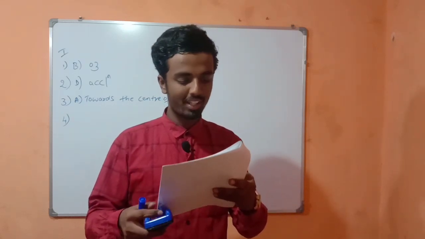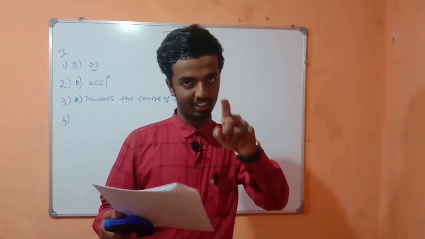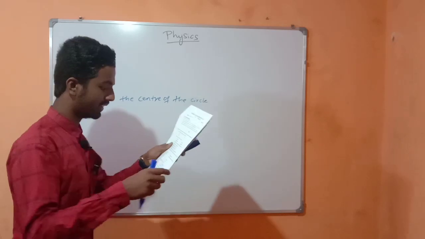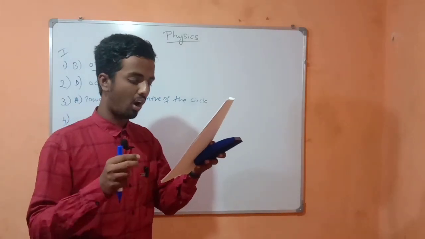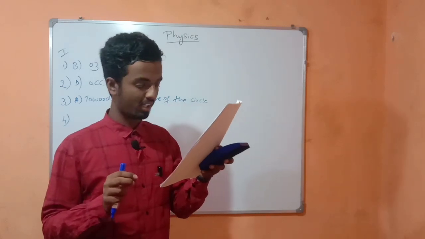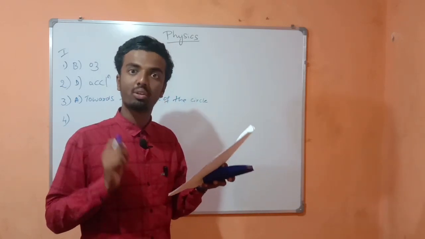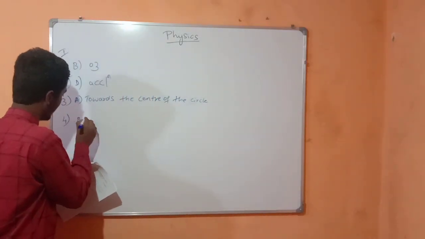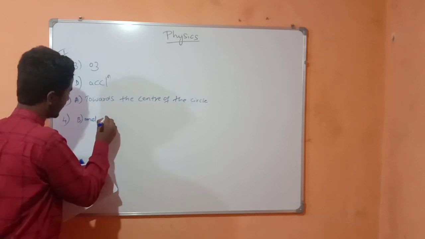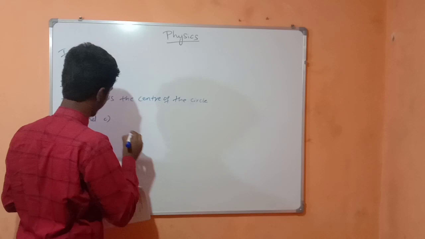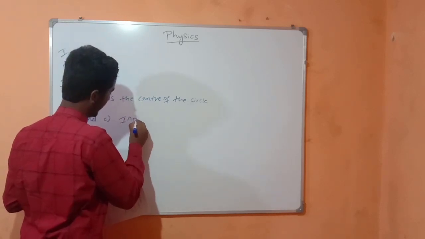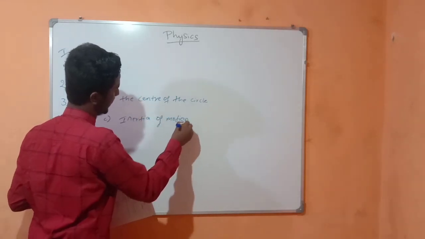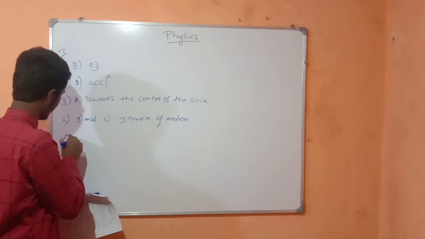So the options: option A, inertia of rest, is the wrong answer. Option B, inertia of motion. Option C, children, they have made a small mistake. Option B and option C both say inertia of motion, so both are correct because they have given a similar answer. Inertia of motion, children.